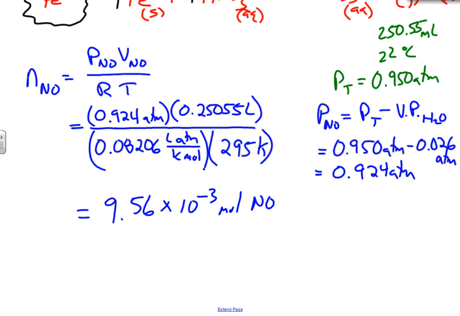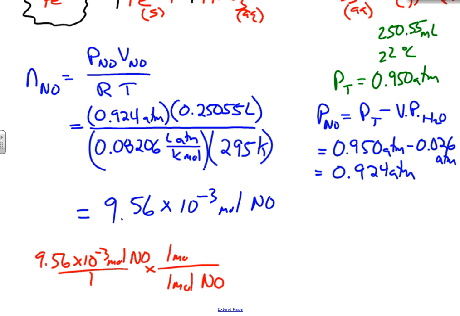And so now we can just do a mole ratio to get to the iron and then the grams of iron. So we would have our 9.56 times 10 to the minus third moles of the nitrogen monoxide. I know from the balanced equation that 1 mole of nitrogen monoxide is produced from 1 mole of the iron. And 1 mole of iron has a mass of 55.8 grams of iron.